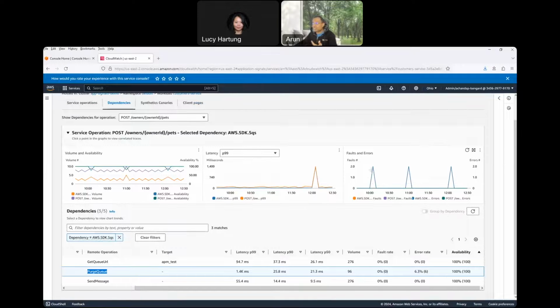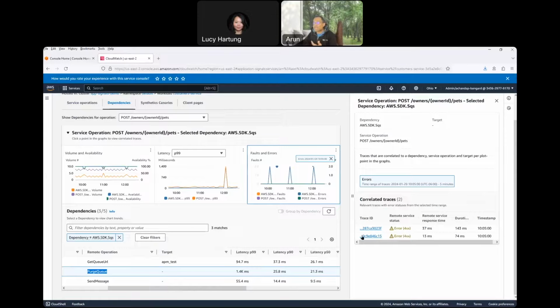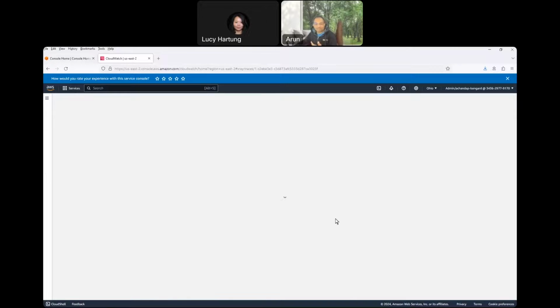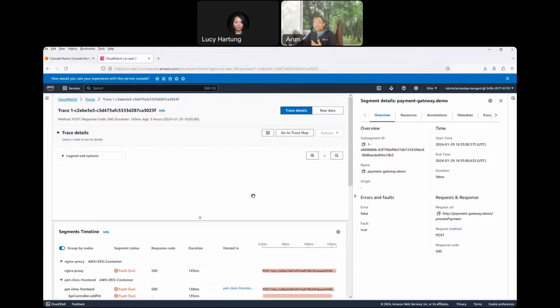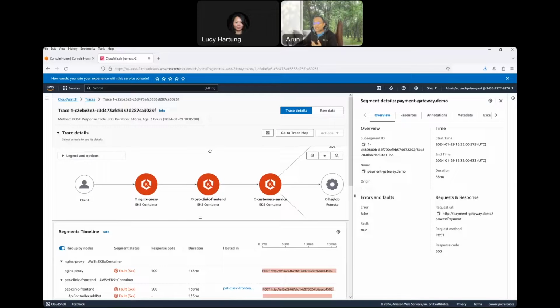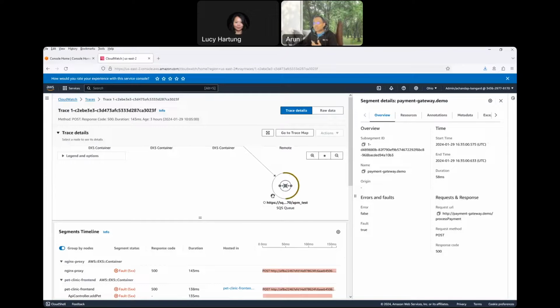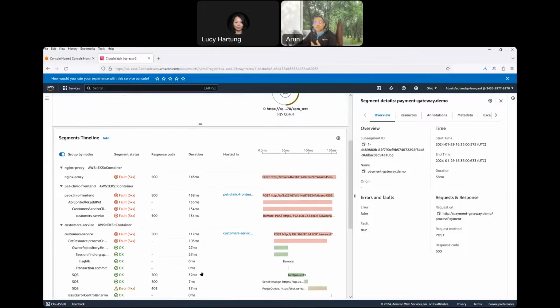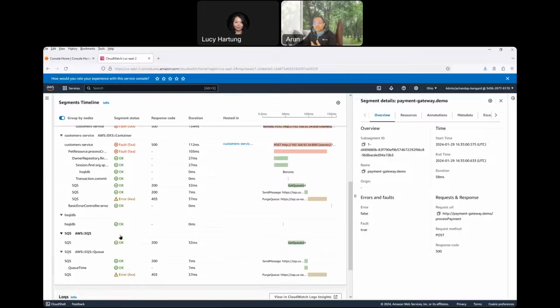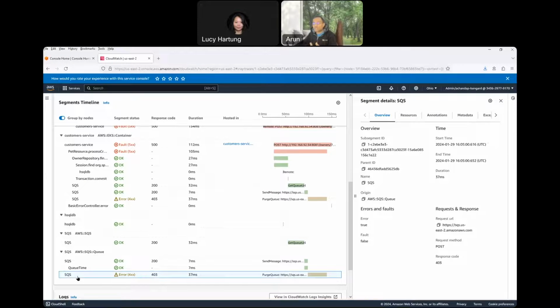Now, what did Joe do? Joe clicked on one of those faults to see what was happening, and he clicked on the trace ID. As the trace segmented path was coming up, Joe could see that the calls are coming in, but guess what? Something is happening on that dependency call. Joe scrolled down to see the segments, and all the way down, Joe could see that the SQS calls had some error. Joe clicked on that.